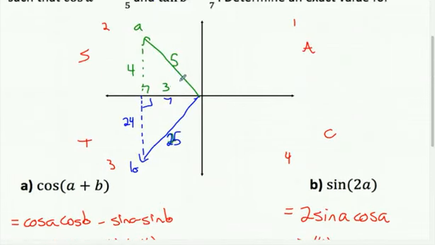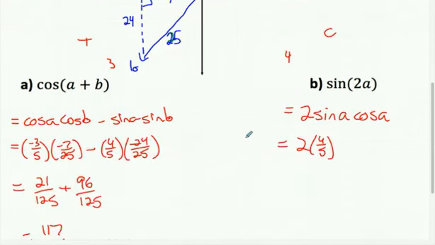Cos A is going to be negative because we're in the second quadrant. Cos is adjacent 3 over hypotenuse 5, so negative 3 over 5. And then just evaluate this. 2 times 4 times negative 3 is negative 24, over 5 times 5, 25. So the exact value for sine 2A is negative 24 over 25.